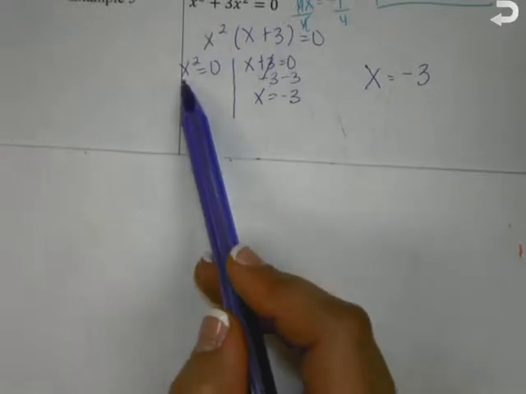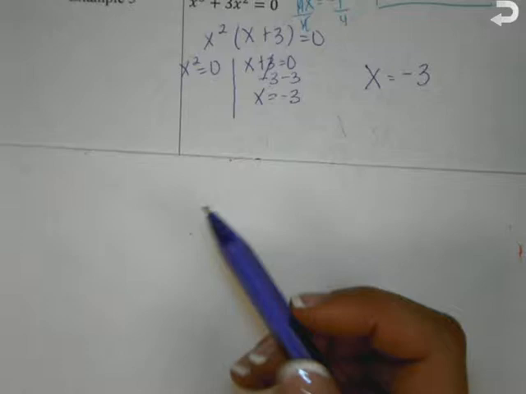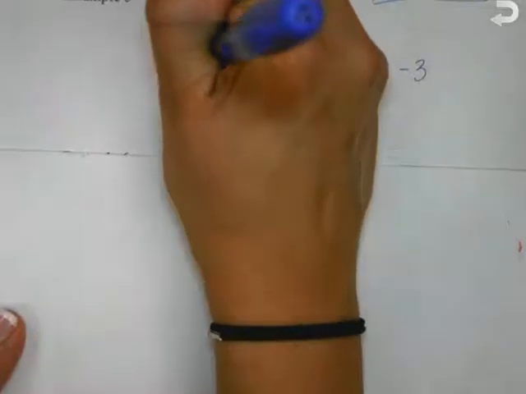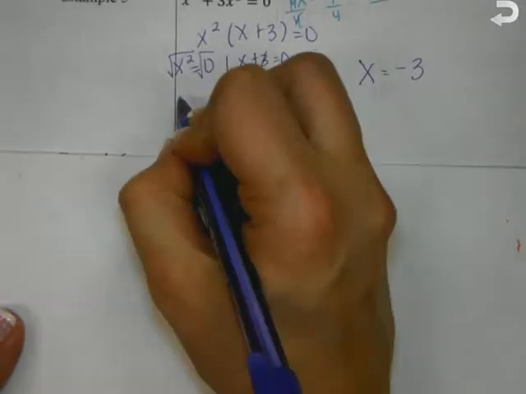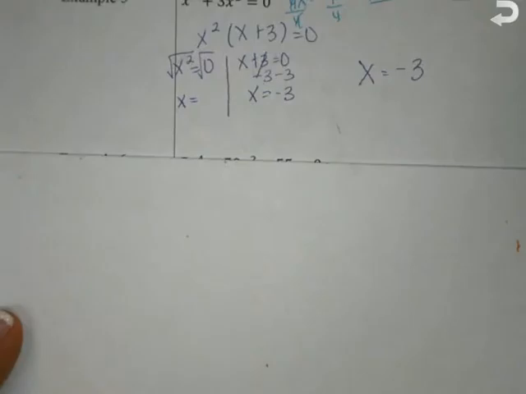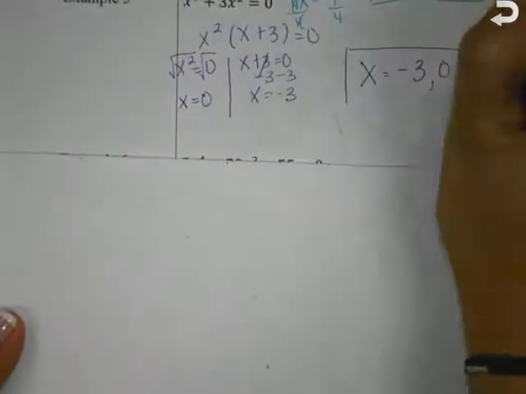So if I take the square root of both sides, what's the square root of x squared? X. So we get x equals 0. So my other answer is 0. Okay? Does that make sense? Okay. That was very, very good.